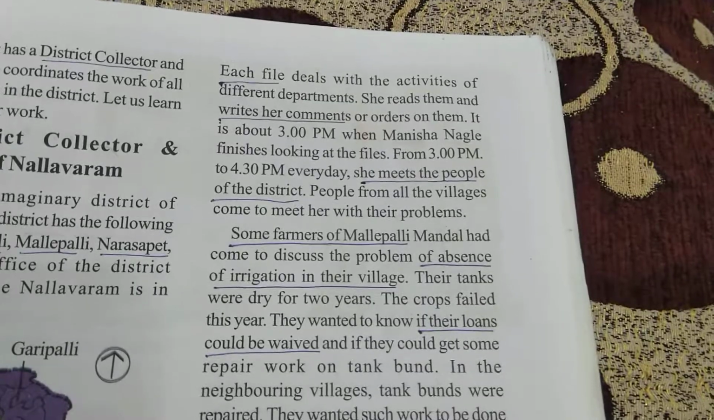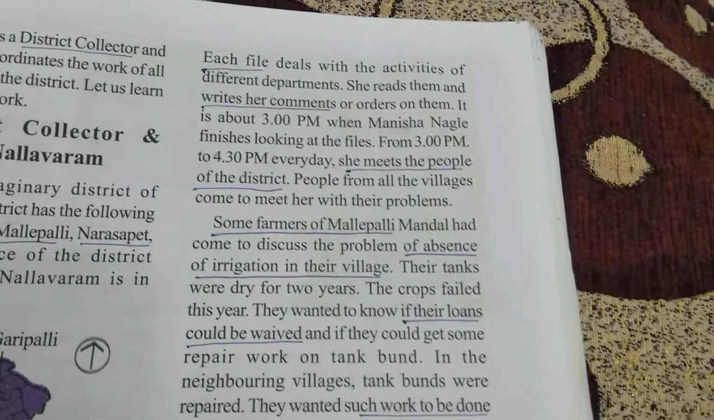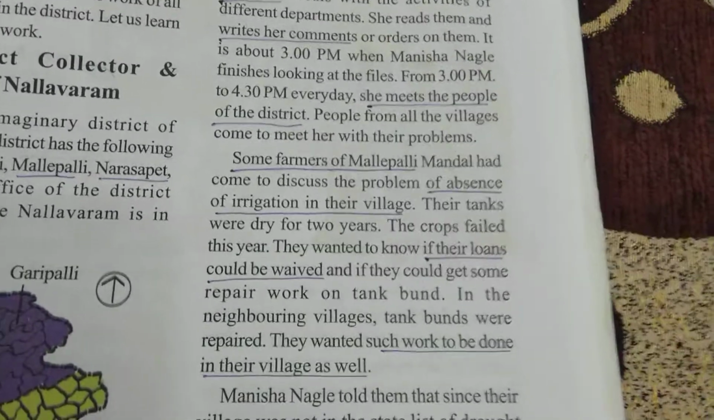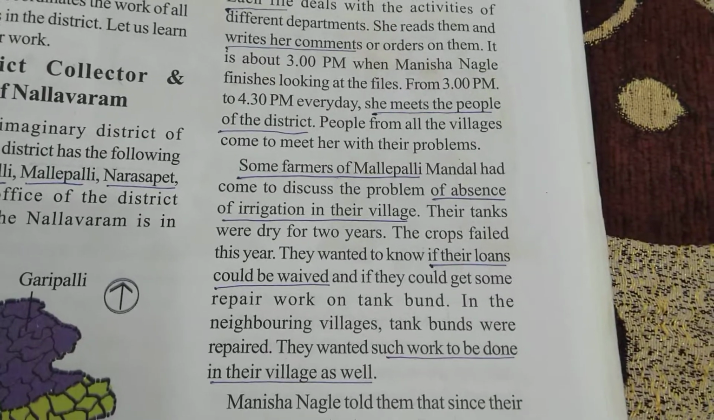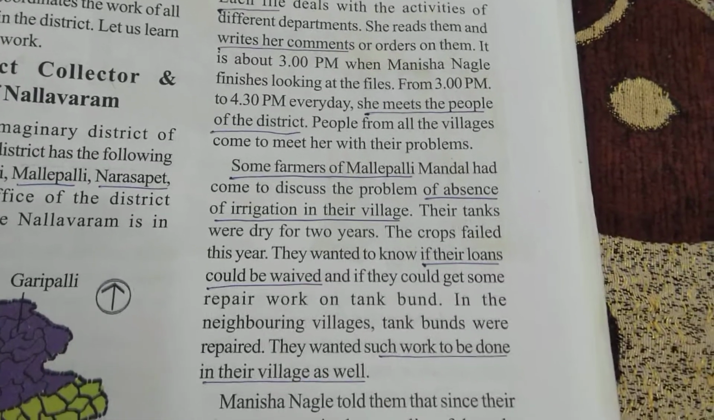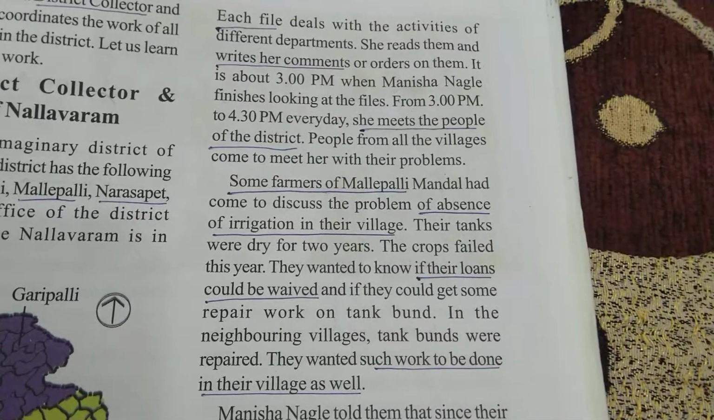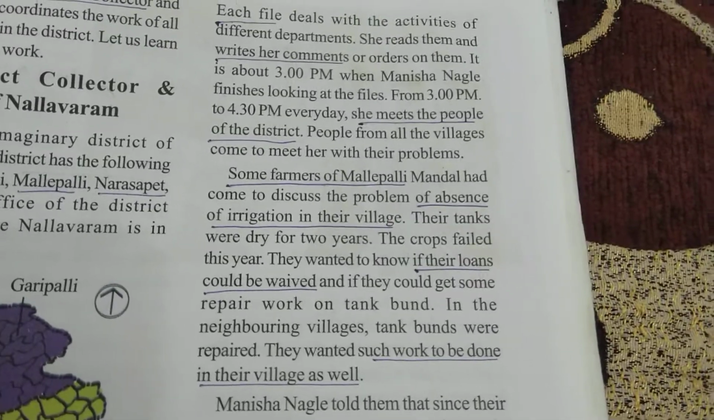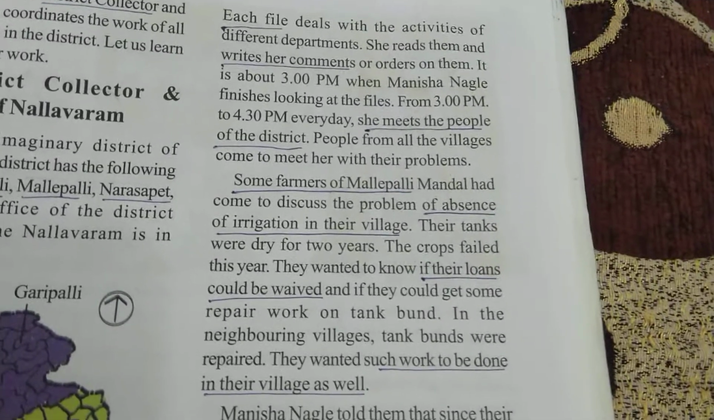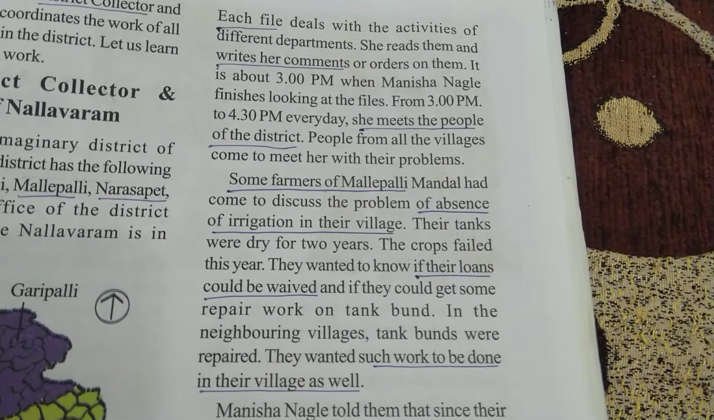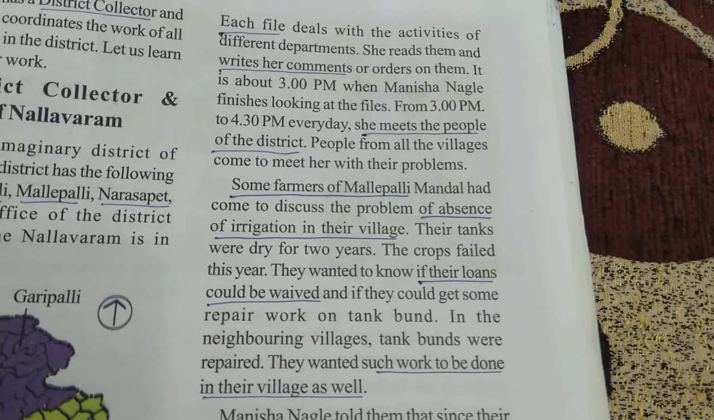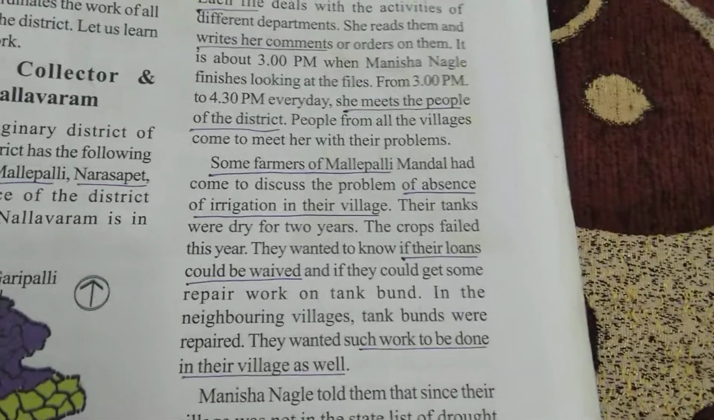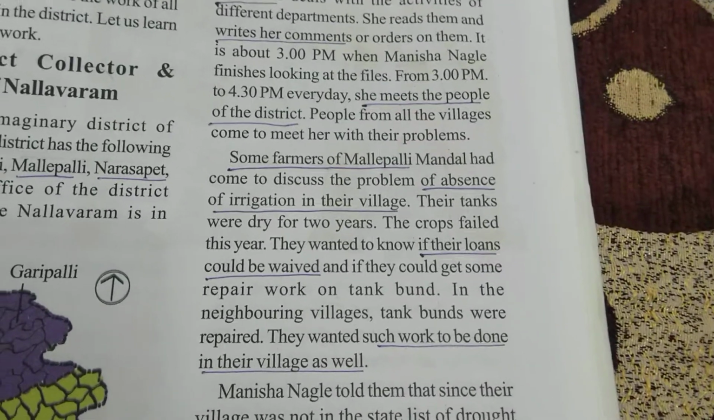So the collector suggested that they approach the MLA and present their problems. So she gave some suggestion to those farmers. What is that? Go and meet your MLA. Then the MLA will raise this problem in the assembly. Then that village will be listed in the drought affected areas. Then the loans of that village will be wiped off. So like that she gave them a suggestion, and she promised to instruct the concerned department to attend to the tank bund of the village.